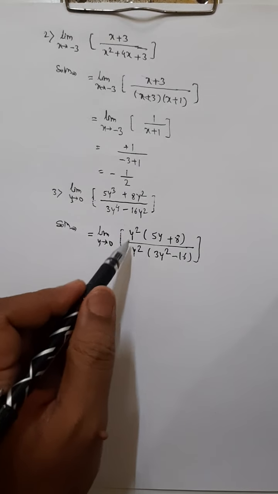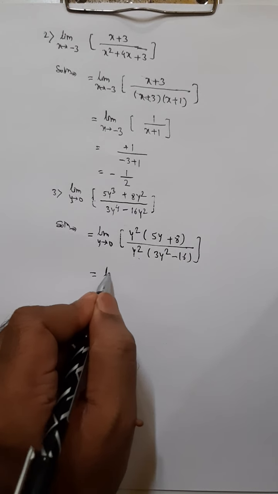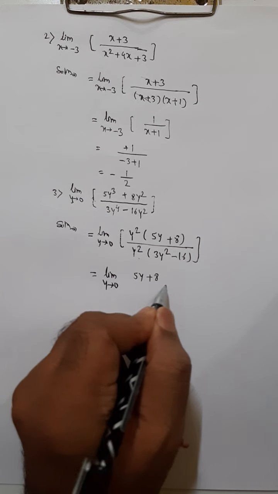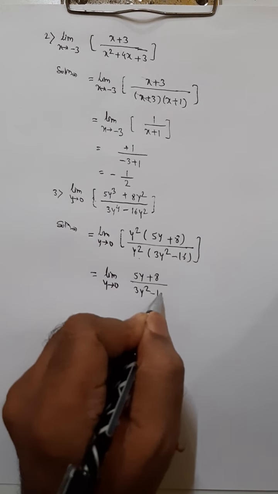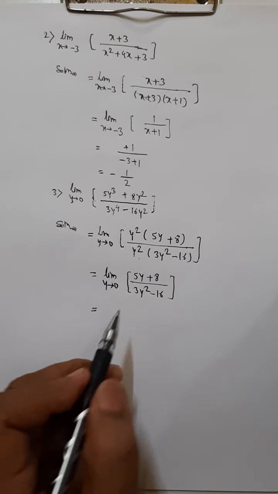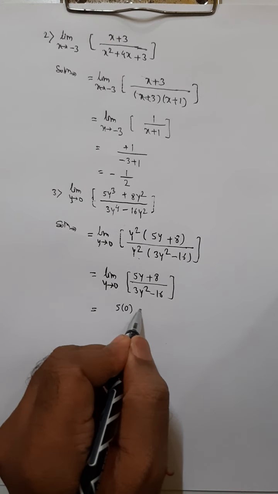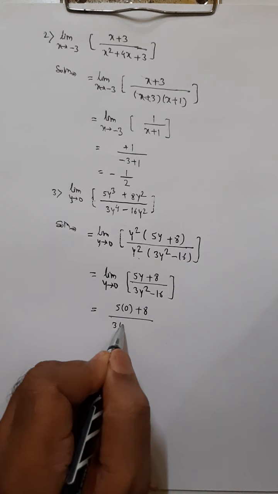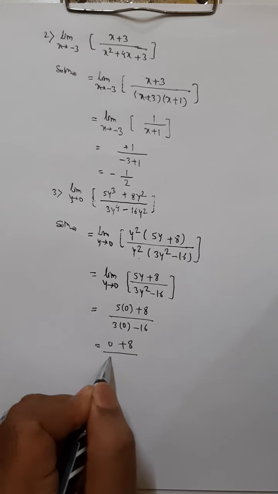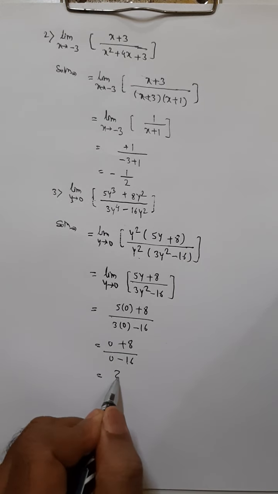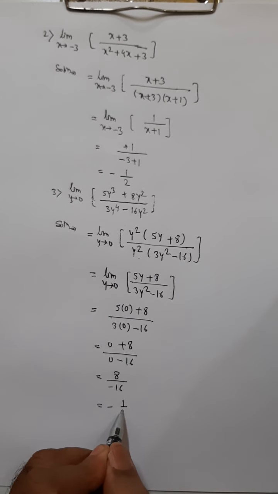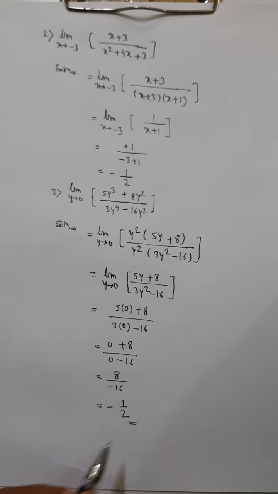And we get here common factor y², that can be cancelled. After cancelling we get limit as y tends to 0, (5y + 8) divided by (3y² − 16). And note that we can take limit here, y tends to 0, put y equal to 0, so we get (5 into 0 + 8) divided by (3 into 0² − 16). So we get 8 divided by −16, so we get minus sign, 8 upon 16 means 1 by 2. So −1/2 is the limit.